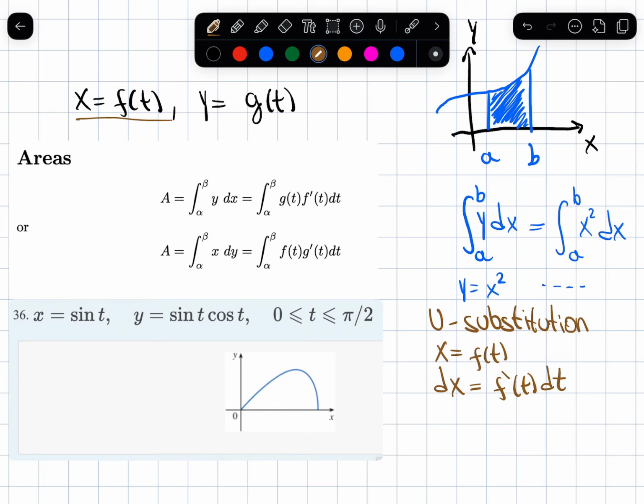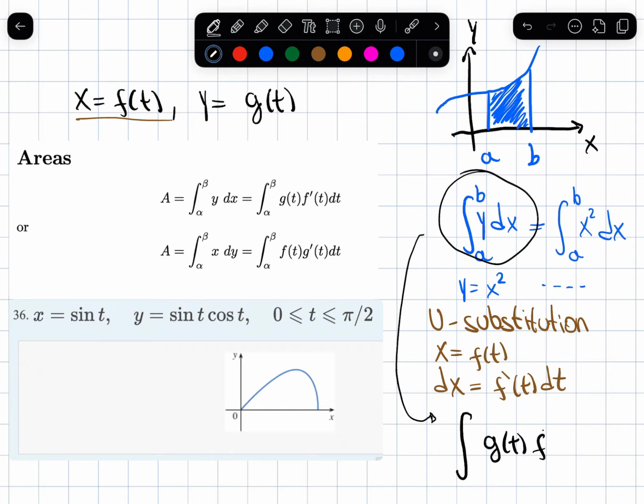And so this equation right here will become y becomes g of t, dx becomes f prime of t dt, and then you're integrating from a to b. Right here I used alpha and beta. It doesn't really matter. All that matters is that you know that these are the bounds for t. This is how far t can go. I'm going to use alpha and beta just to stay consistent with the notation that I have here. So this is the area now. They're going to give you the same value.